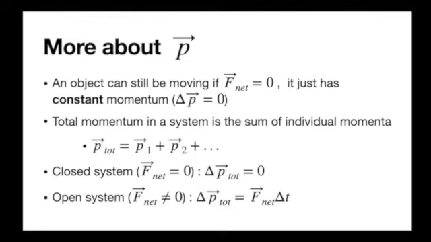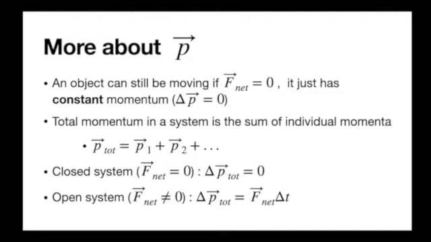More about momentum: you can still have momentum. You can still be moving even if Fnet is 0, right? It just can't be changing. We have constant momentum if Fnet is 0. So I could just be moving 5 meters per second one way, and that doesn't require a force. It only requires a force to change that. And we know that changing that can entail speeding up, slowing down, or even just changing the direction.